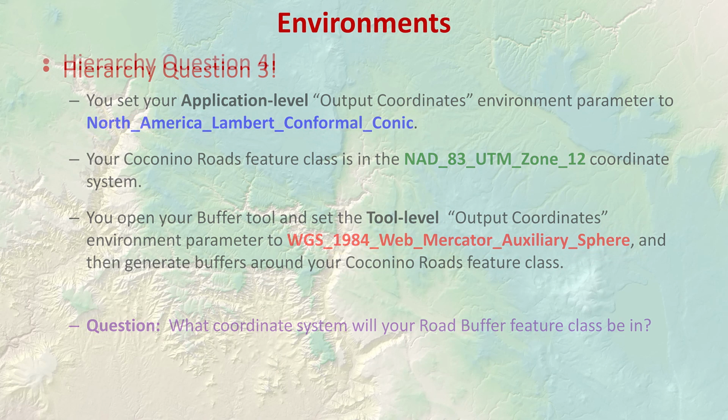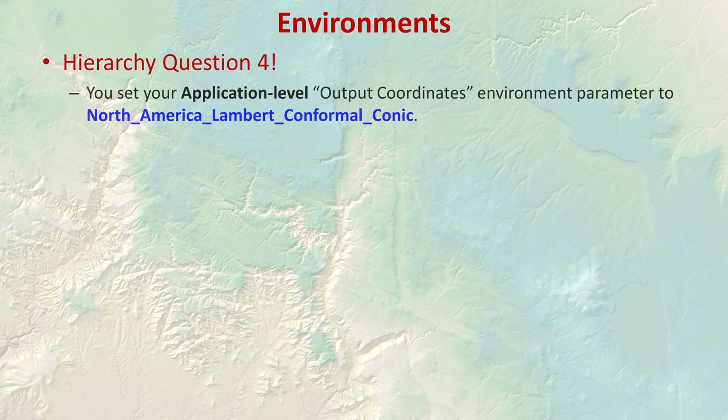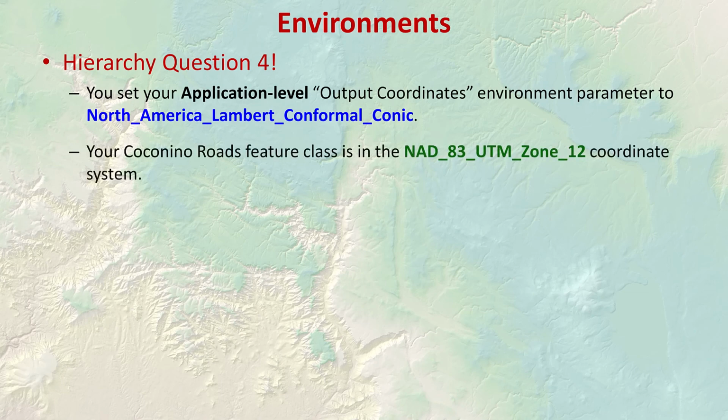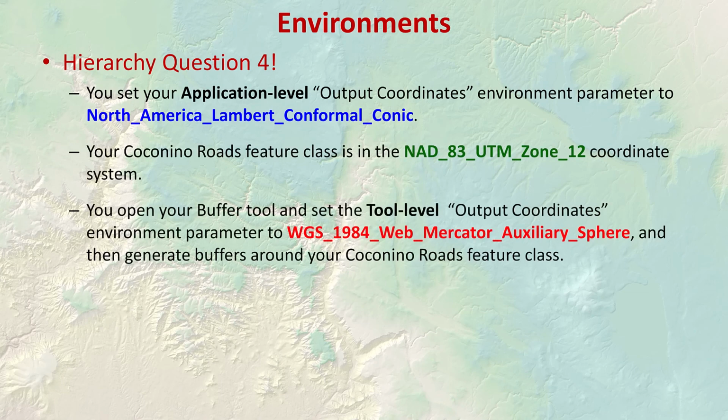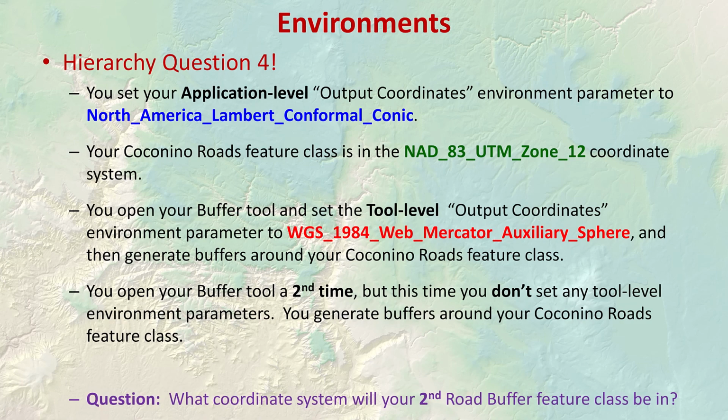All right, let's try it one more time. We set it up the way we did before. Application in North American Lambert. The roads themselves are in UTM Zone 12. We open up the tool. We set the tool parameters to produce data in Web Mercator Auxiliary Sphere. Then we run it and generate some buffers. But then we open the buffer tool a second time. This time we're not setting any special tool level parameters within the tool. We generate the buffers. And what coordinate system will the second road buffer feature class be in?